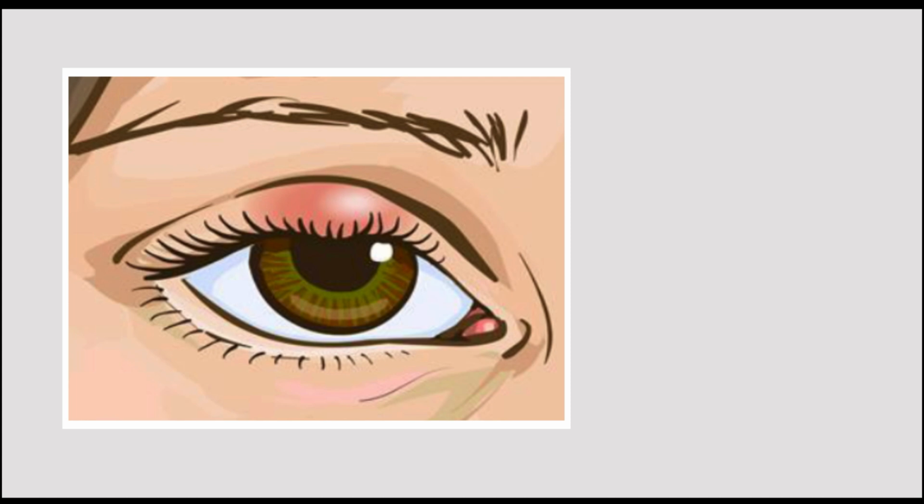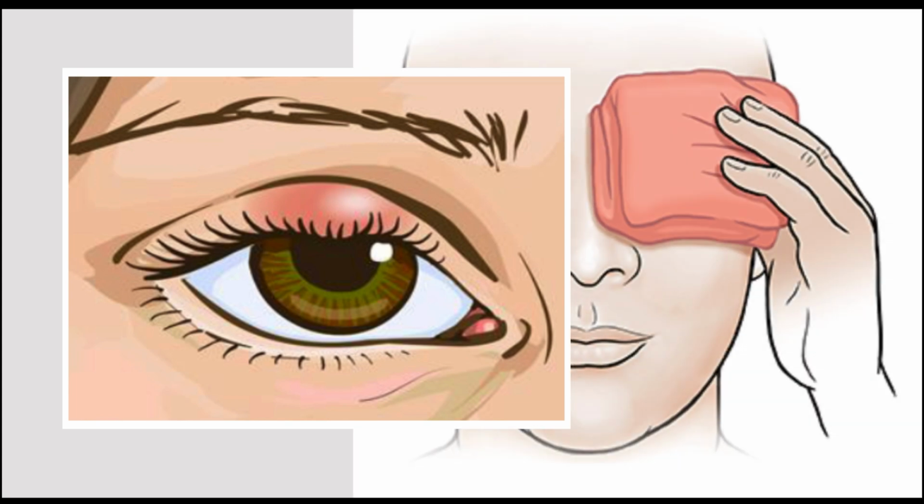A chalazion typically starts as a red, tender area on the eyelid and can eventually develop into a painless lump that's usually not associated with an infection. While they can be uncomfortable due to the swelling and pressure, they are usually harmless and tend to resolve on their own within a few days to weeks.